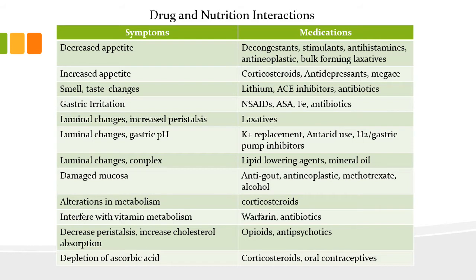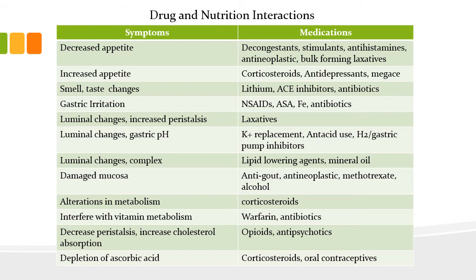This is a helpful chart that shows the symptoms and then the medications that cause these drug and nutritional interactions. Decreased appetite may be caused by decongestants, stimulants, antihistamines, anti-neoplastics or anti-cancer drugs, and bulk-forming laxatives. Also, medications can increase appetite, like corticosteroids, antidepressants, and Megace, which is an appetite stimulant.